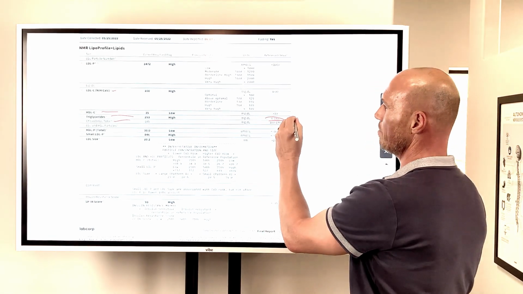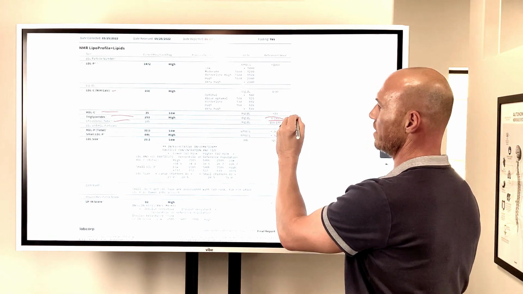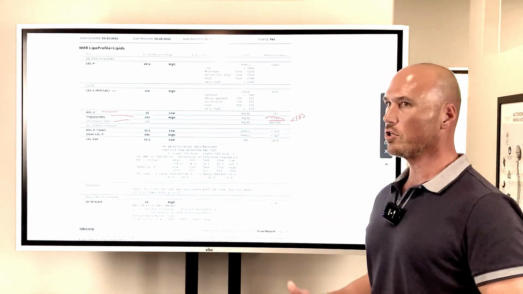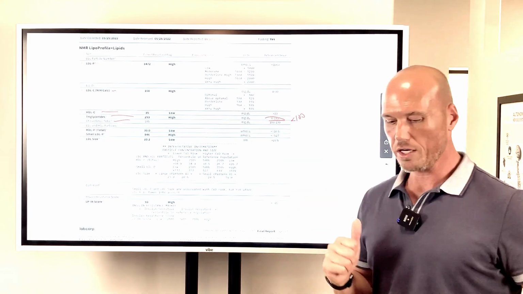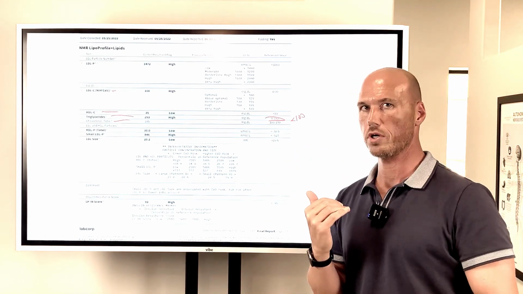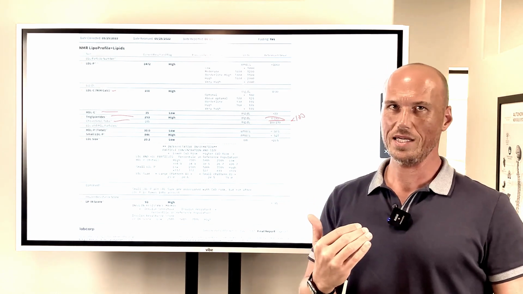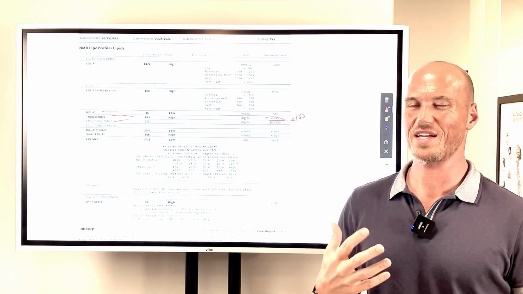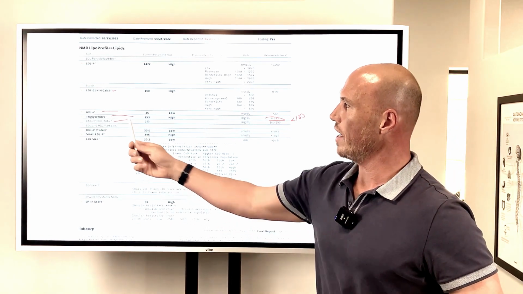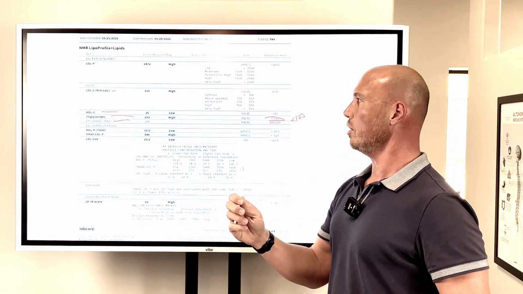Me, I like them to be less than 100, right? So I want you to be under 100. The lab says 0 to 149, but there's a lot of evidence, a lot of studies showing that if you go under 100, you're more metabolically healthy, and we're not going to show any signs of insulin resistance. But let's move on to the HDL. Again, 35, low.